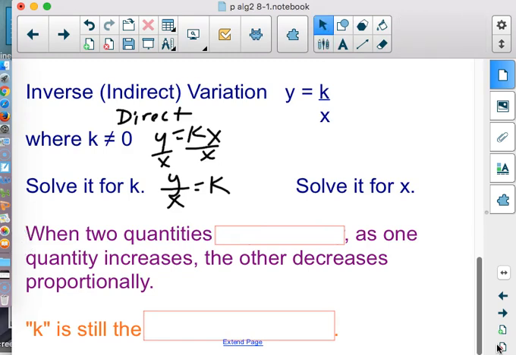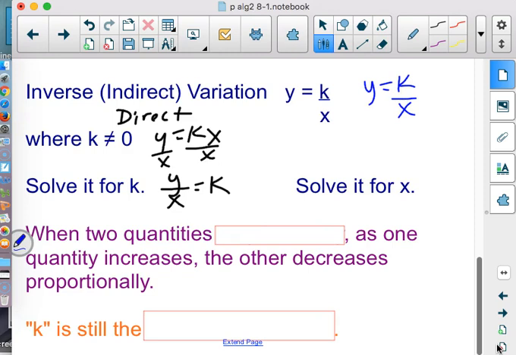But for inverse variation, if we want to find K, we're going to multiply both sides by X. Again, it's like we're undoing it. Inverse is about division. But to go backwards a step and find K, you're going to have to multiply. So this is going to start us off where they're not going to give us the fact that it's direct or inverse. They're going to ask us, is this a direct or inverse relationship? And they're going to give us X's and Y's.